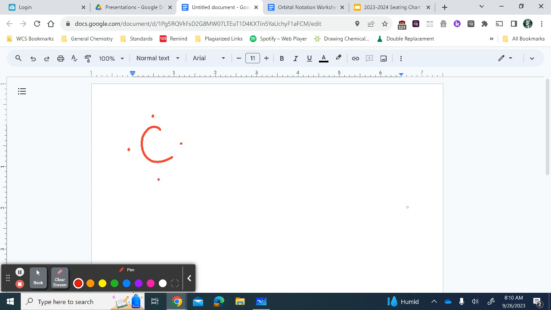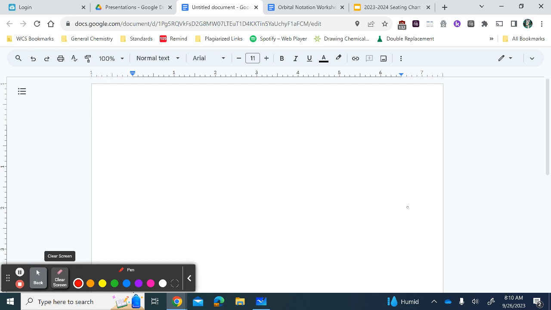Remember, when we draw our Lewis dot structures, we don't want to pair our electrons together. So if you draw carbon like this, it is not correct. You want to draw your carbon with the electrons individually dispersed as such.